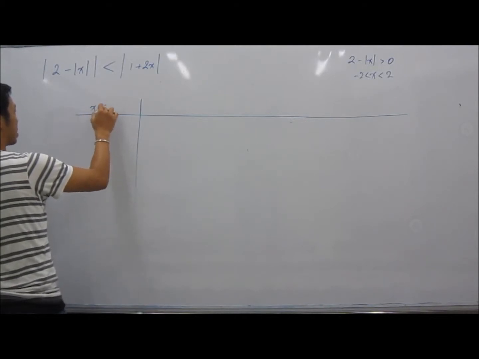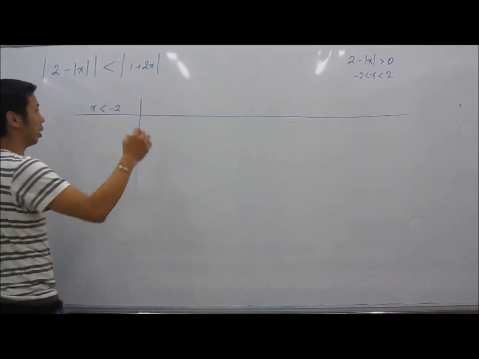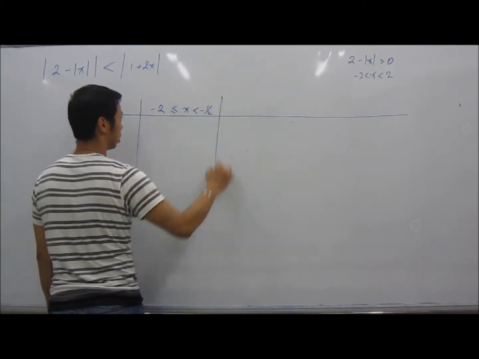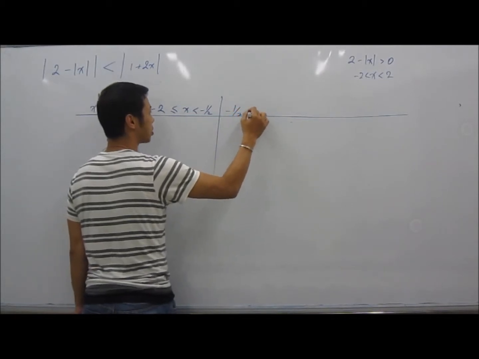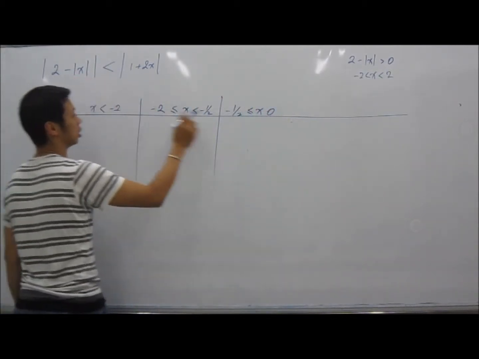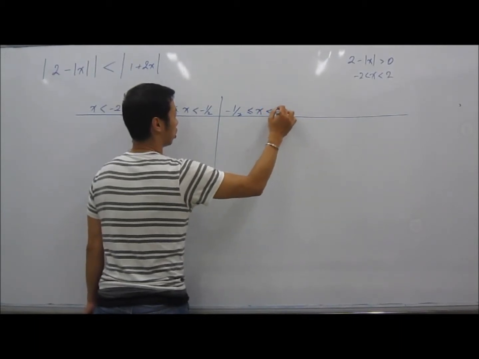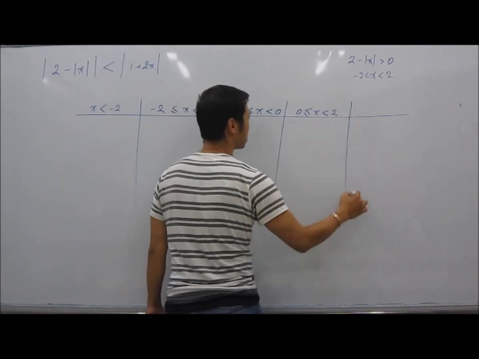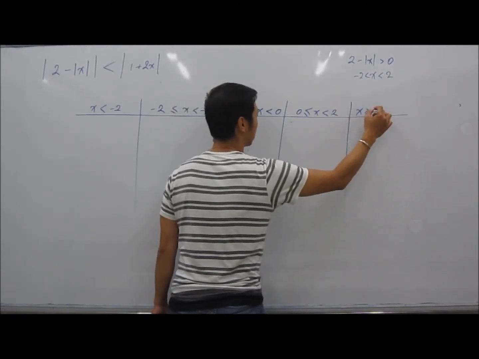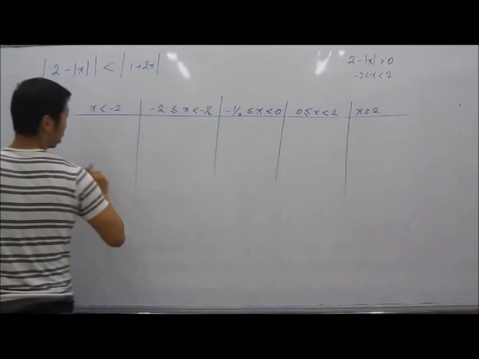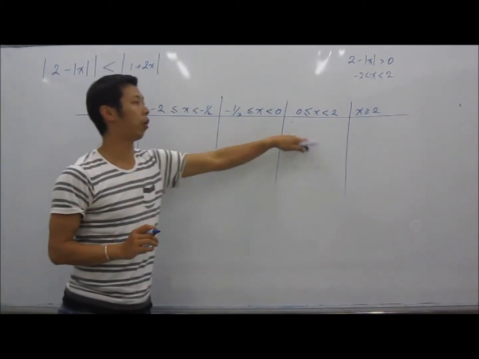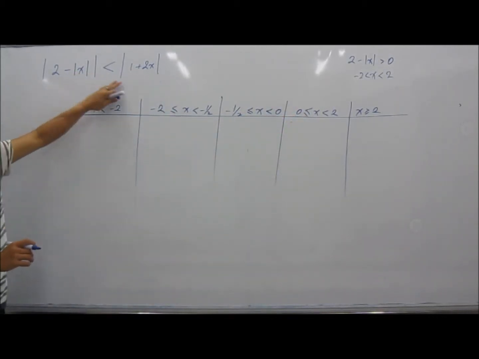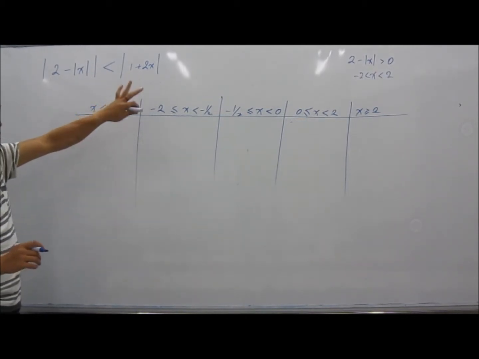First, the smallest one is x smaller than negative 2. And then negative 2 to negative half. And then keep on going, negative half to 0. And then from 0 to 2. The last one is x greater than or equal to 2. Now we divide into 1, 2, 3, 4, 5, these 5 areas. And in these 5 areas we are going to find whether the absolute is positive or negative.